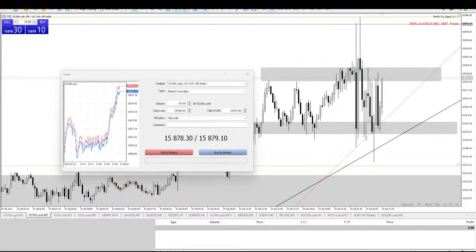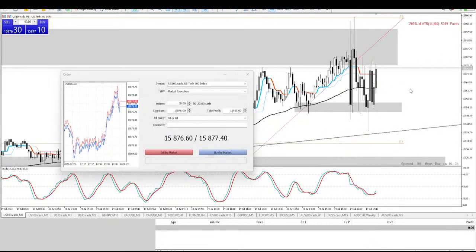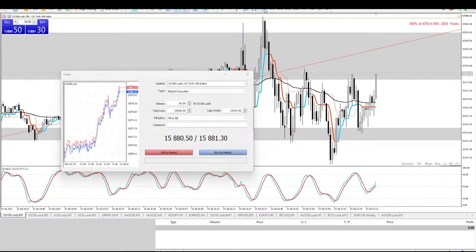Alright guys, we have our NAS trade. Let's see. We have a minute to close this 5-minute candle, so should we wait?